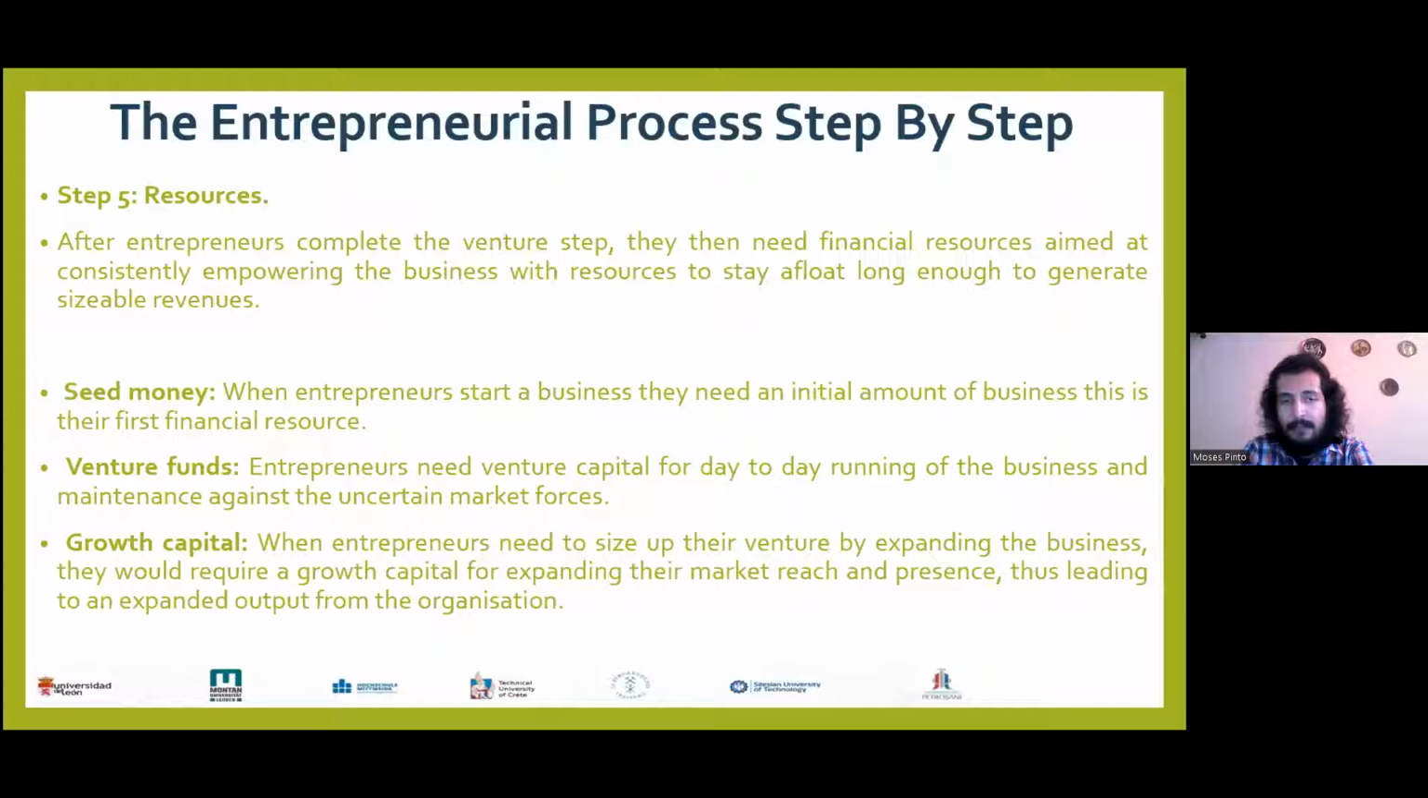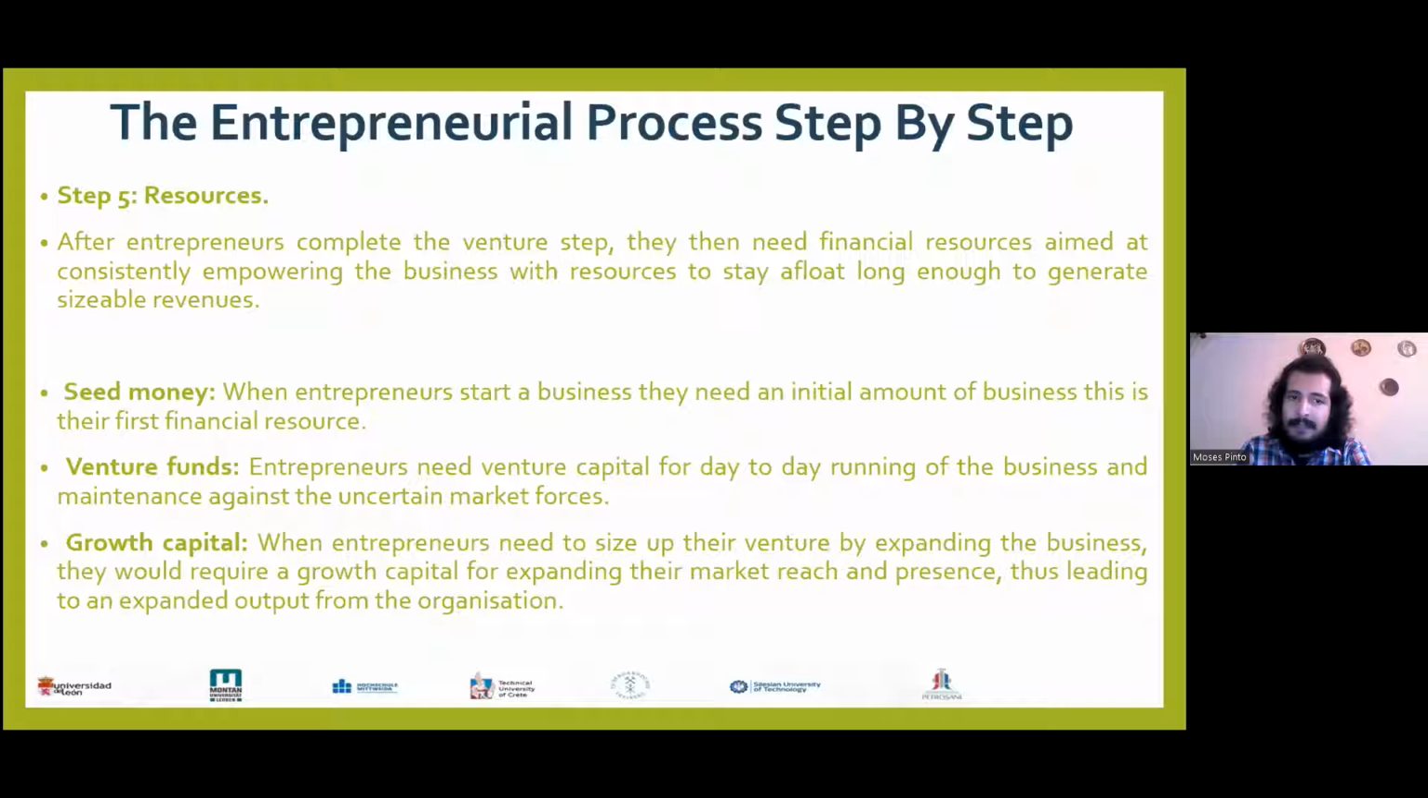Well, of course, initially you would have the seed money, where entrepreneurs would start a business and they would need an initial amount of money, and this would be their first financial resource, that is the seed money. Next, you have venture funds. Entrepreneurs need venture capital for the day-to-day running of the business and maintenance against the uncertain market forces.